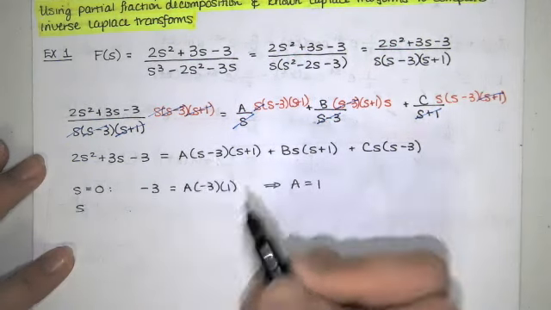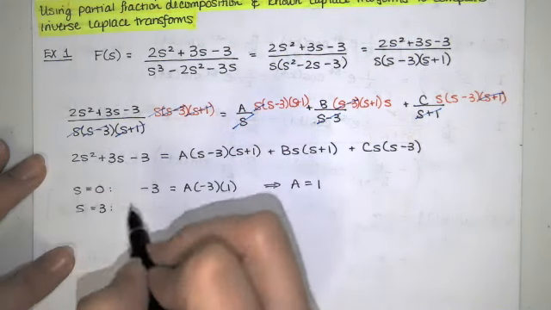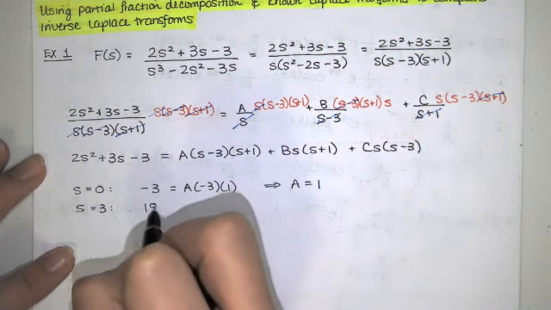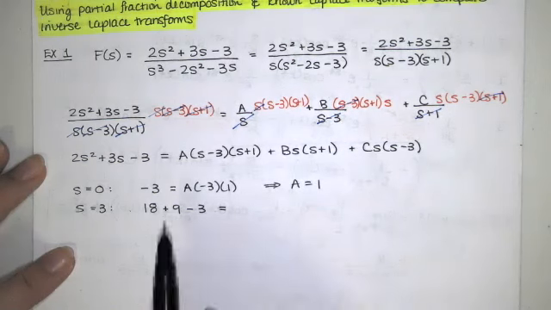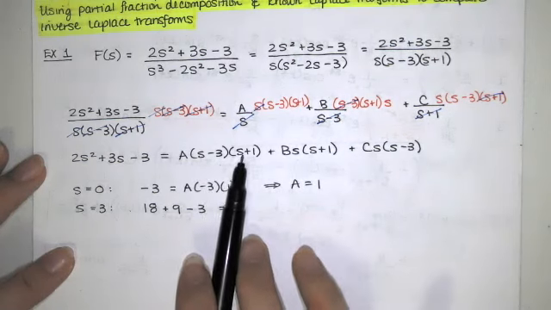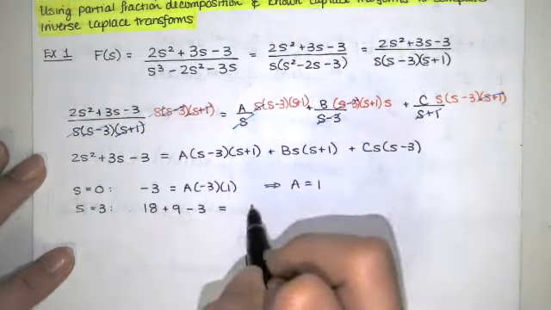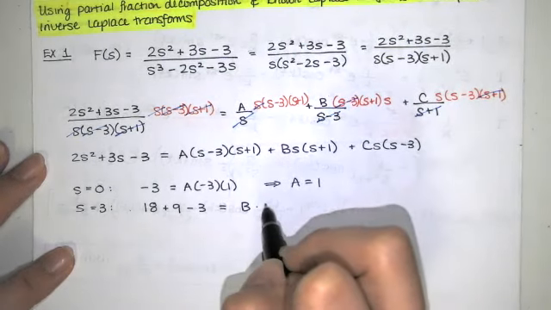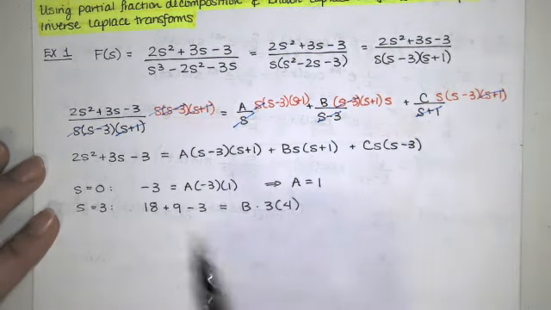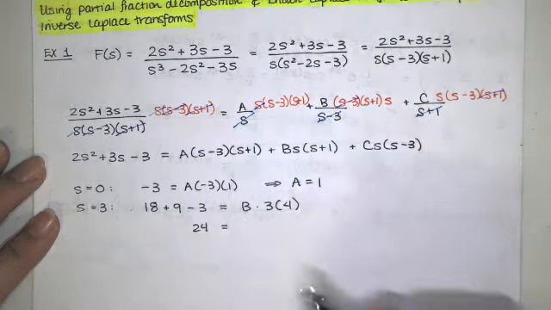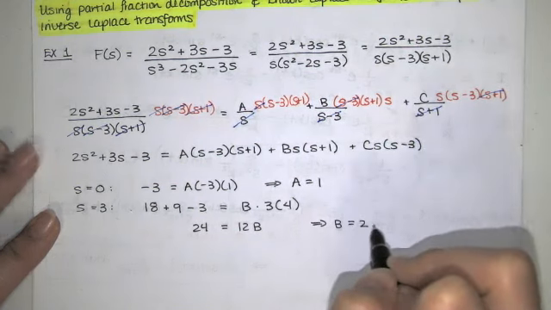Similarly, I can let this factor equal 0 by choosing s equals 3. Then in that case, I'll have 2 times 3 squared. So 2 times 9 is 18. And then I'm adding 3 times 3, which is 9, and I'm subtracting 3. And then over here, when s is equal to 3, I've got a times 0, so that's gone. And when s is equal to 3 here, I have c times 0, so that's gone. So the only non-zero term is this one in the middle. So I've got b times 3 plus 1, which is 4. So I've got 18 plus 6 is 24. And 12 times b on the other side. So b must be 24 over 12, which is 2.